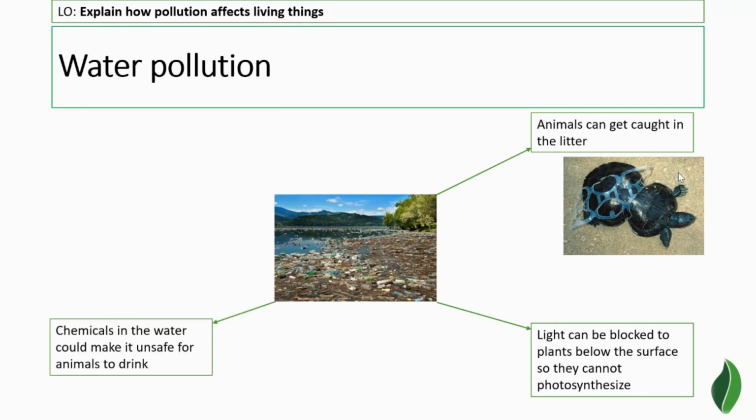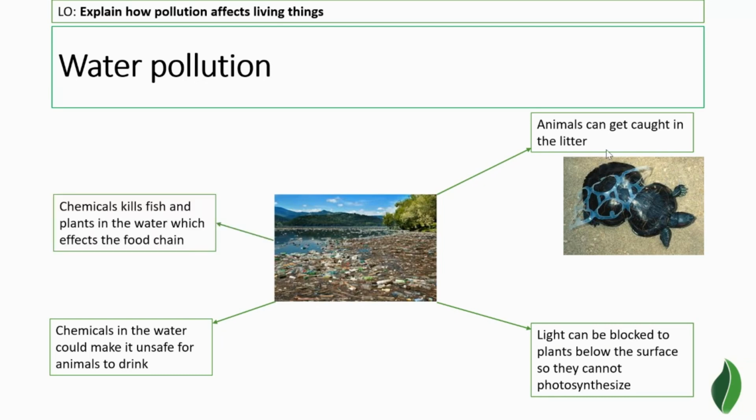The chemicals in the water could make it unsafe for animals to drink. So, for example, sewage. Especially in some coastal regions around the edge of countries, sewage that's been treated, and so all the harmful things removed from it so that we have water that's safe to drink, then gets into other water supplies, and that makes it unsafe to drink. Some of the chemicals can come from the farmland as well, but quite a lot of it will come from sewage. Chemicals kill fish and plants in the water, which affects the food chain. So if one part of the food chain is affected, other parts are affected, and we know that from looking at food chains. So that's water pollution.